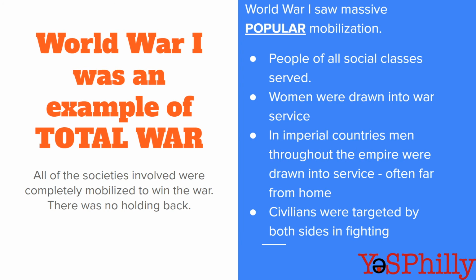All right, so this is where we're going to leave off. We're going to next talk about how World War I was an example of total war, and it builds on what we talked about here for part 2, and we're going to talk about how the war ended.